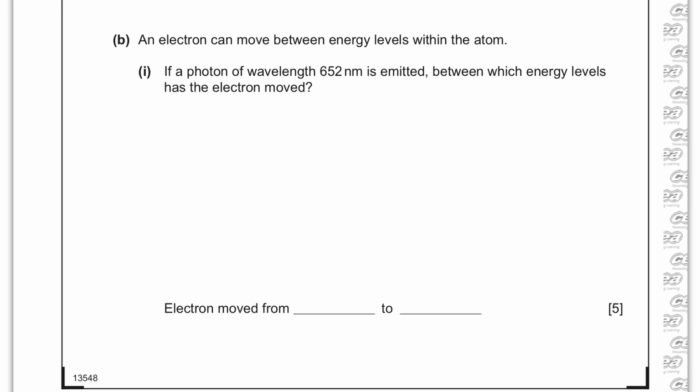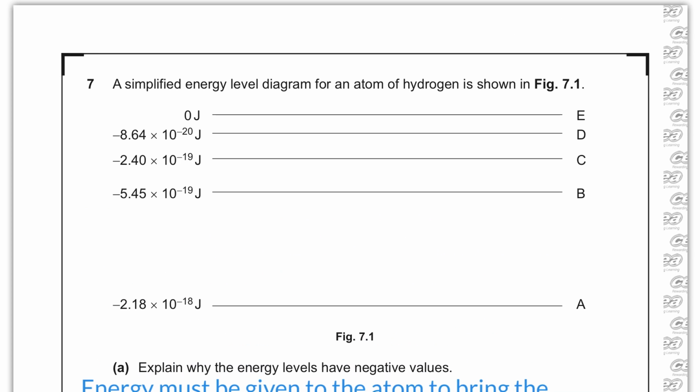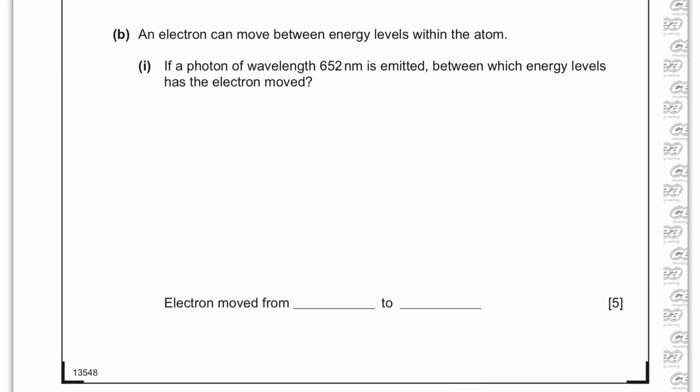Part B then. An electron can move between energy levels within the atom if a photon of wavelength 652 nanometers is emitted. Between which energy levels has the electron moved? So what we do here is we figure out what the energy of this photon is using E equals hf or hc over lambda, since we've got a wavelength in this case, and then we figure out, are any of the gaps in this diagram that amount of joules?